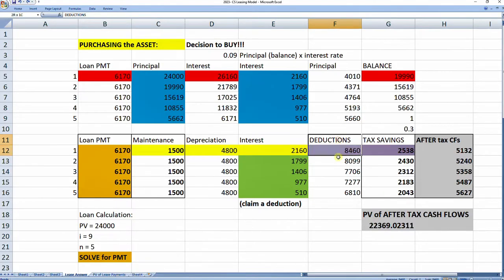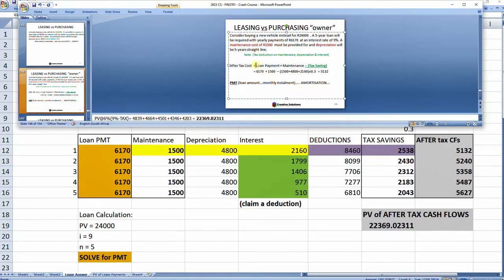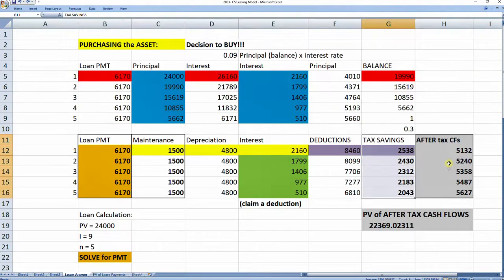Once you've got the deductions, all you do is multiply that by the tax rate. The tax rate here was 30%, that's the 0.3. If you multiply this by 30%, you get the tax savings. That's the last figure that I need. Then I can do the calculation that I've got here on screen: loan payments plus maintenance minus tax saving gives you the after-tax cost. I've tried to put blocks around these: the loan, the maintenance, and the tax saving. Add those two, minus that one, gives you these figures: the after-tax cost of the buy, the decision to borrow and buy.